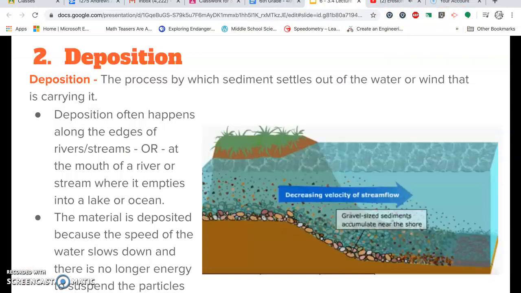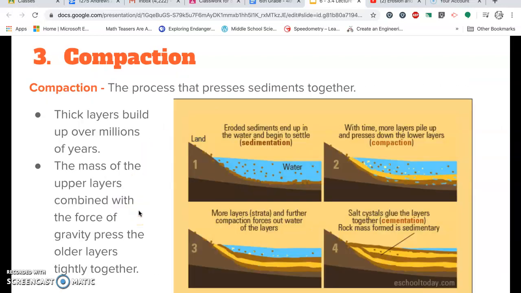Okay. So this, like I said, often happens either along the edges of rivers or streams, or at the mouth of a river or a stream where it empties into a lake or an ocean.